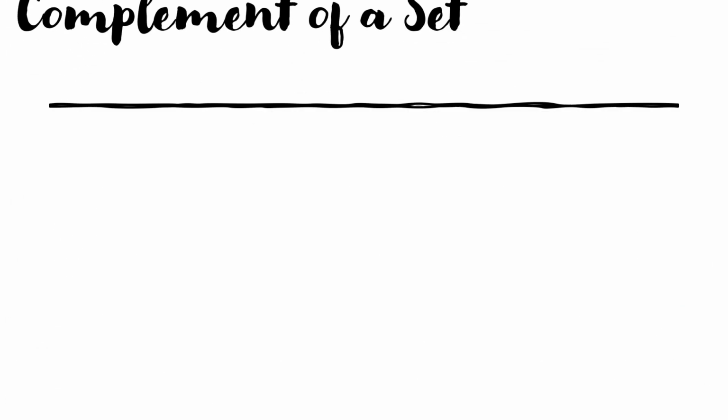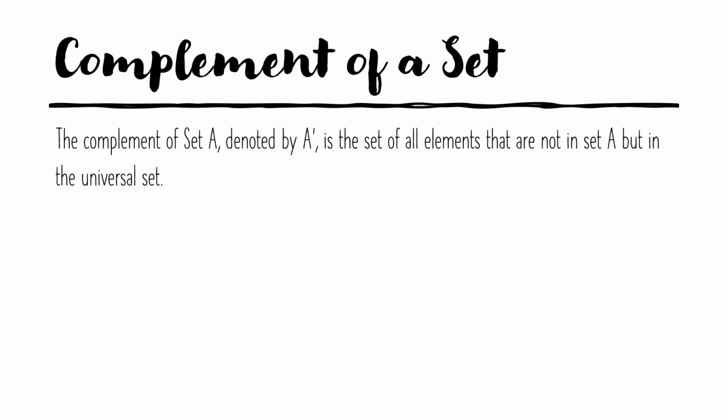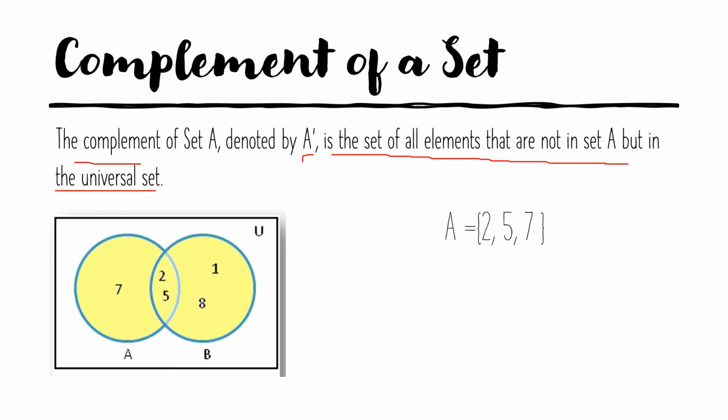And next, we have the complement of a set. The complement of set A, denoted by A prime, is the set of all elements that are not in set A but found in the universal set. So let's have this example. Set A, the elements are 2, 5, and 7. Set B, the elements are 1, 2, 5, and 8.